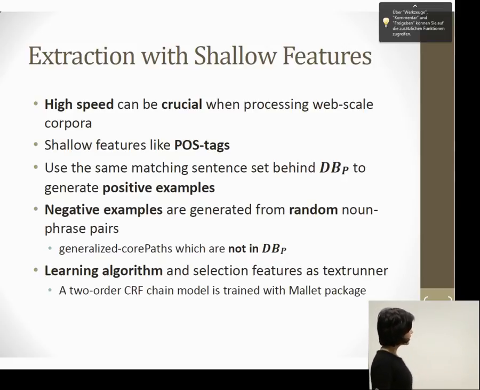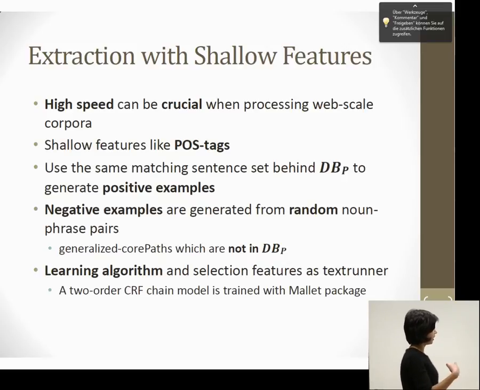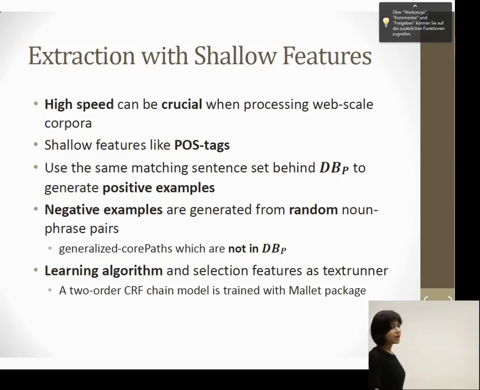For making positive examples, it used the same database of patterns as before, but for making negative examples, it would use random noun phrase pairs whose generalized core path is not in the database of patterns. And for the learning algorithm, it would use a second-order CRF instead of Weka.